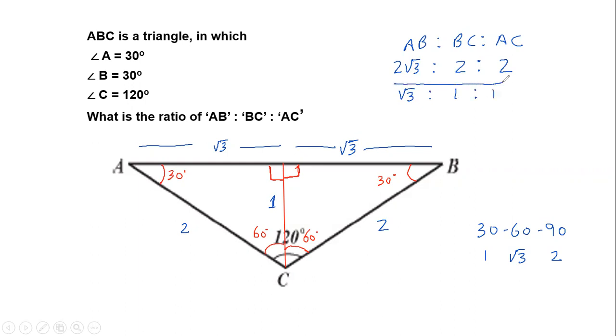So that's my answer. See, they will not directly spoon feed you 30, 60, 90. You have to convert it. How do you convert it? Just remember, whenever you see a 30, a 60, or a 45, try to draw a perpendicular. Either you convert into 30, 60, 90, or you convert it to 45, 45, 90. 30, 60, 90 is 1, root 3, 2. 45, 45, 90 is 1, 1, root 2.